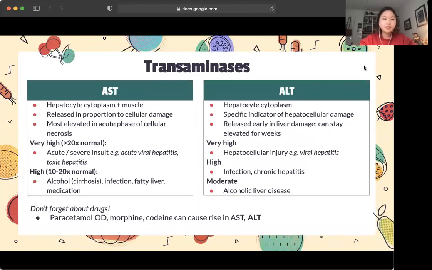I've put a lot of information in these slides. We're not really going to go through them today, but this is for your information if you want to know more about it.